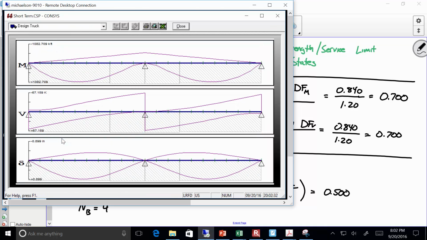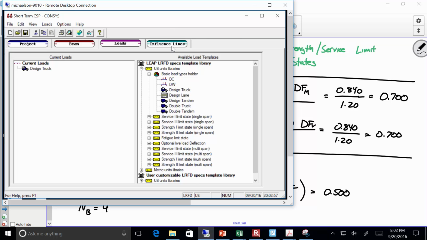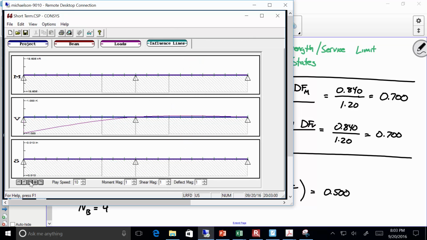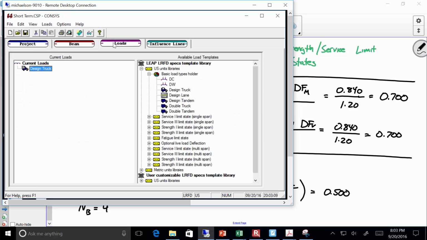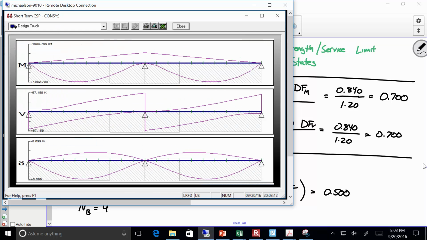It divvied up the structure into tenth points and drew an influence line for every tenth point. It then determined the maximum and minimum truck placements for maximum and minimum moments and maximum and minimum shears, and did that across the board. That's literally all this is. In fact, I never really do this, but you can go to influence lines and hit play, and you can watch the influence line go down the structure. So far, so good?